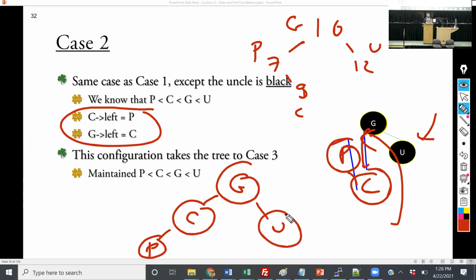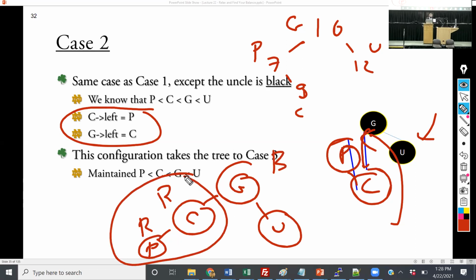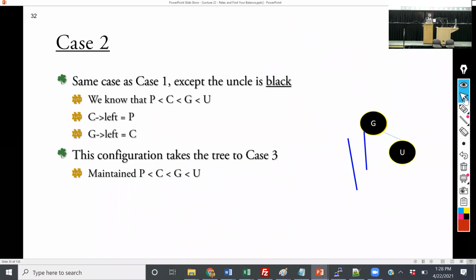So the big thing about this configuration is it's going to take us to case 3. The reason why is because the original parent is red and the original child is red, and we can't have a red node be the child of a red parent. Does that make sense? So we're going to perform that rotation very similarly to what you've done with AVL trees. And that's going to take us to, okay, so here's that animation.